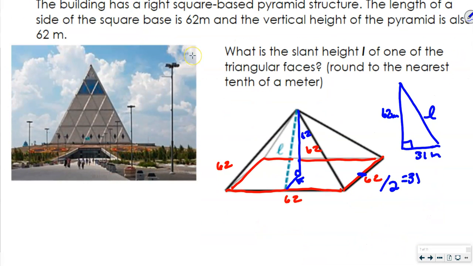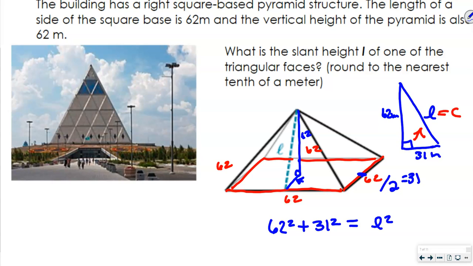So here again, let's just talk this through again. Where is C? It's right there, right? That's going to be our hypotenuse because it's opposite the right angle. So we're going to do 62 squared plus 31 squared, and that's going to be equal to our L squared.